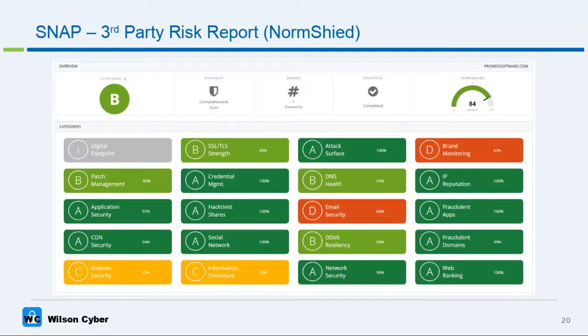We did a similar assessment for Snap, which was the student health records. Once again, the same 20 areas were measured. Their score was an 84, just one point lower than Paycom. And again, their areas that need improvement include website security, where they scored a 73, information disclosure a 73, email security a 69, and brand monitoring a 63. There are specific tests that were run by Norm Shield for each of these 20 different reports.